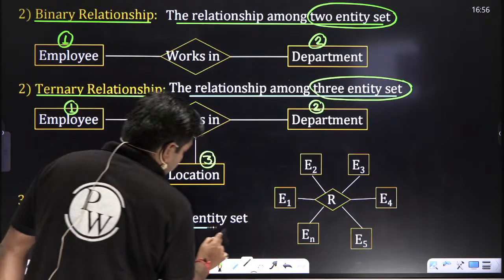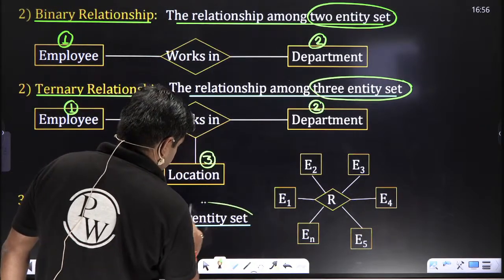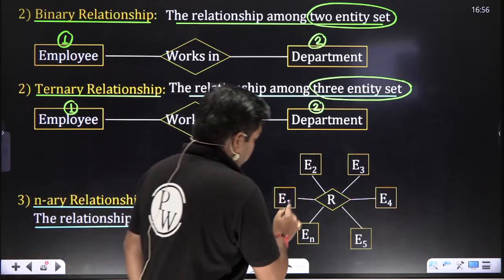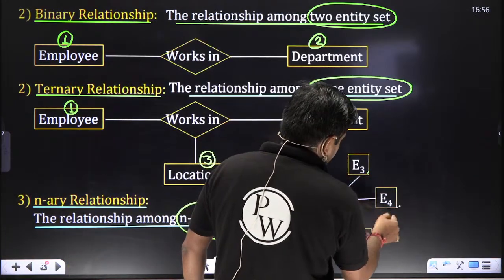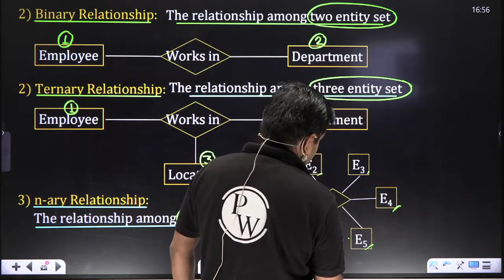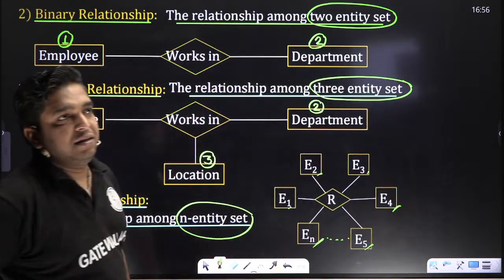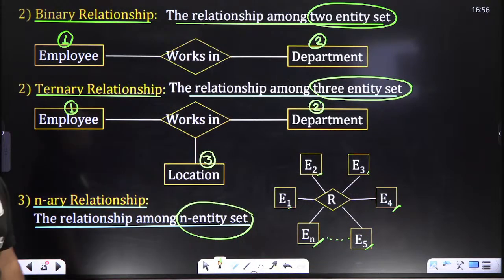N-ary is an association or relationship among n entities: E1, E2, E3, E4, E5, up to En. N entities. Is each and every one crystal clear?